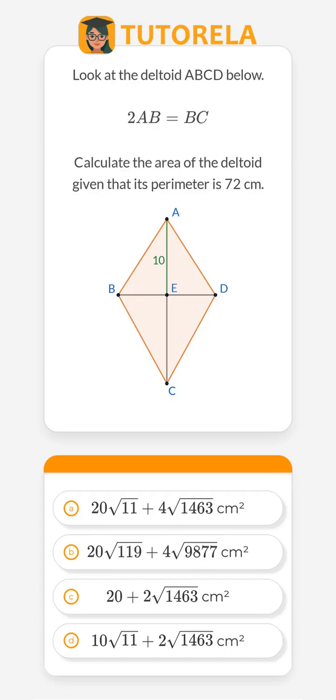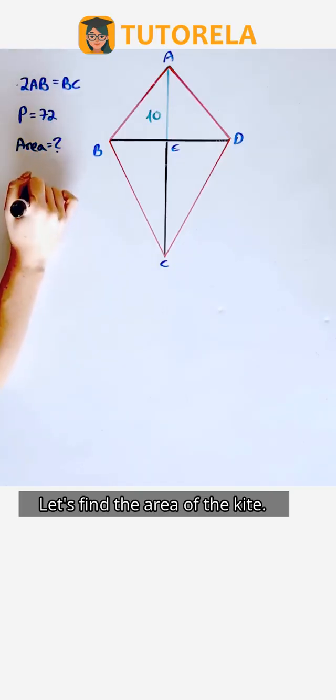Look at the deltoid ABCD below. 2AB equals BC. Calculate the area of the deltoid given that its perimeter is 72 centimeters. Let's find the area of the kite.